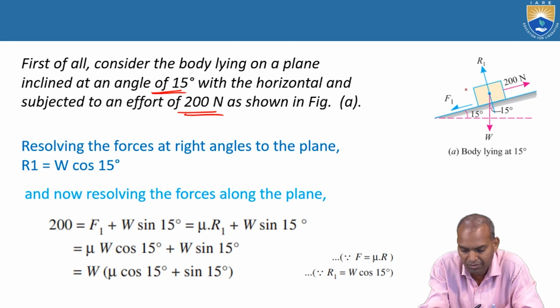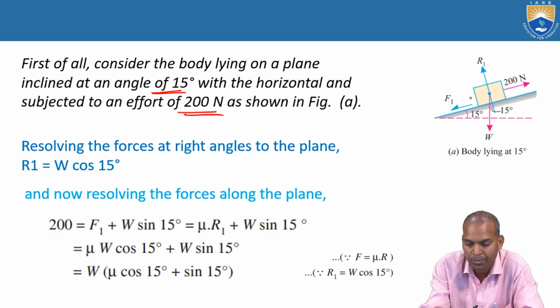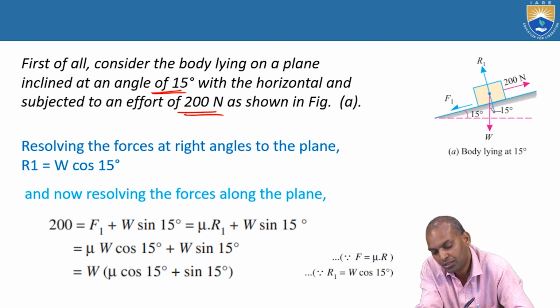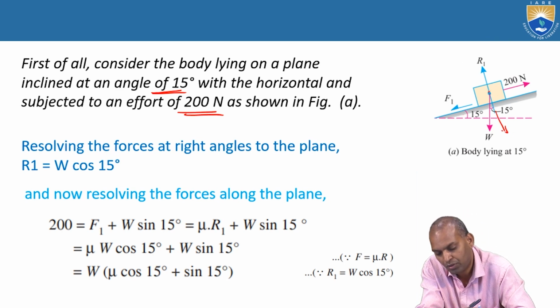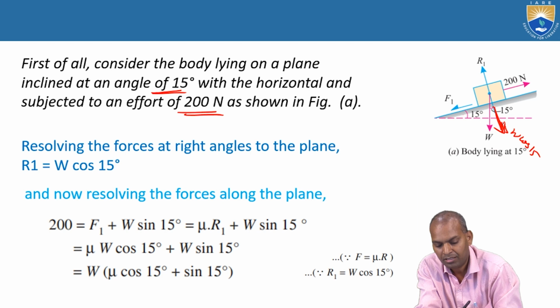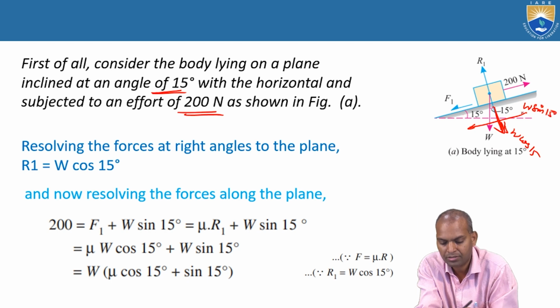Now we have to resolve here the body lying at 15 degrees. The friction force is downward, which means the body is moving upwards, with the applied force 200 newtons. The normal reaction, if you resolve W, the component normal to the plane downwards is W cos 15 degrees, and parallel to the plane it is W sin 15 degrees.